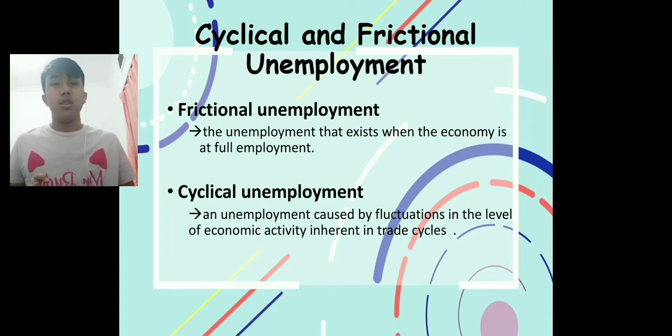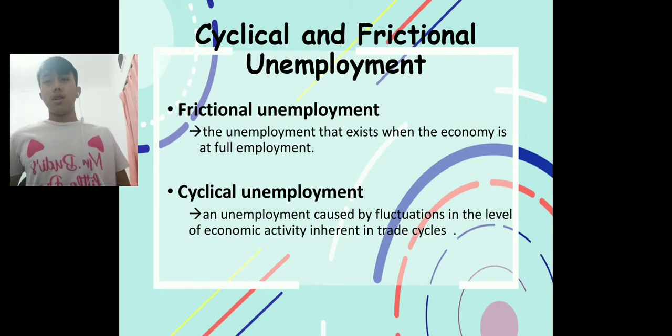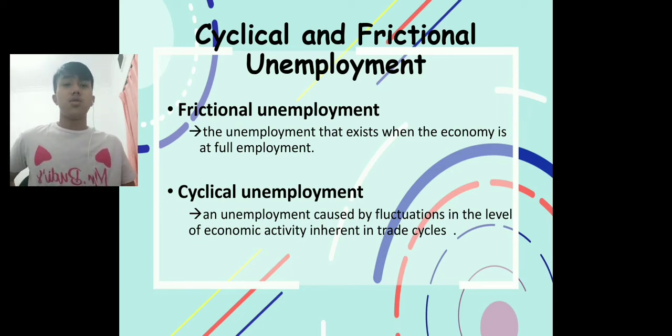And then cyclical unemployment. Cyclical unemployment is caused by fluctuations in the level of economic activity. So this unemployment is based on the cycles of the economy. If there is a recession, the unemployment rate increases, and that is what affects cyclical unemployment.